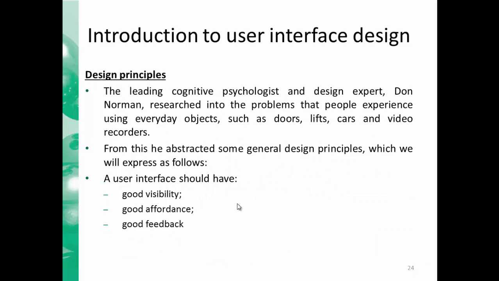We continue with the design principles, to find out psychologically what are the things that we need to consider and what are the design principles that we need to follow to be able to build a good user interface. We say that the user interface should have good visibility, good affordance, and good feedback. In the following slides, we will discuss what we mean by these three principles.